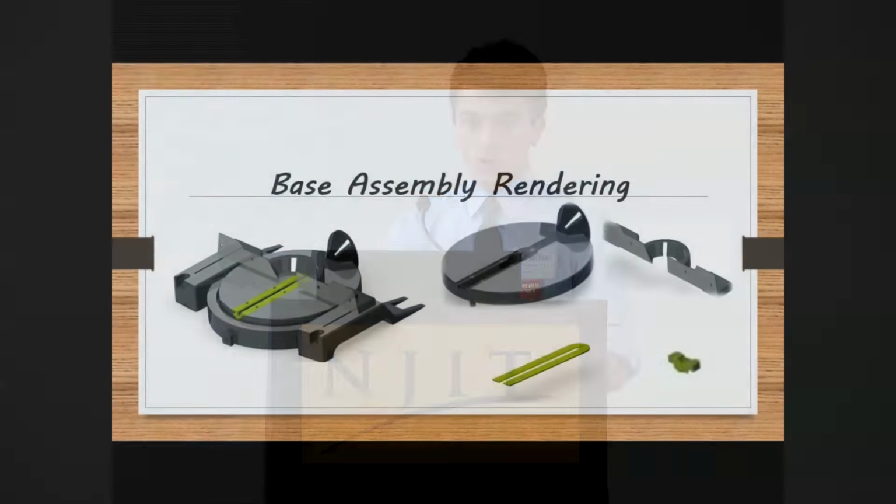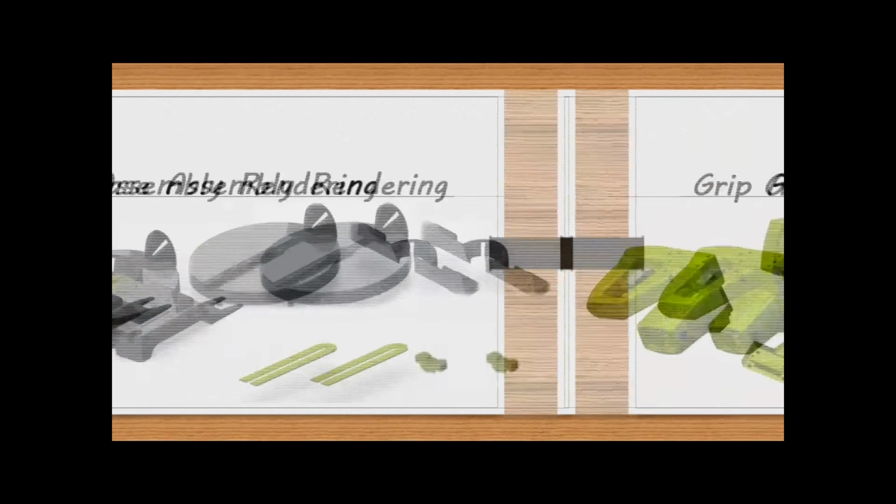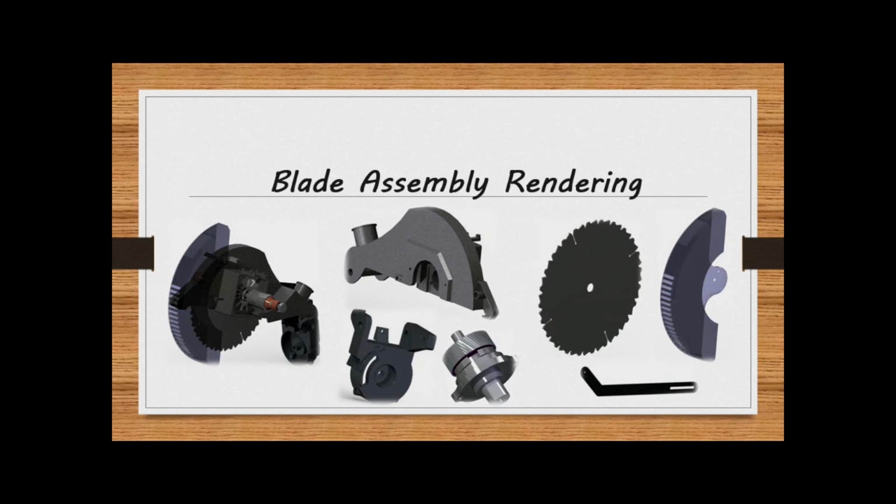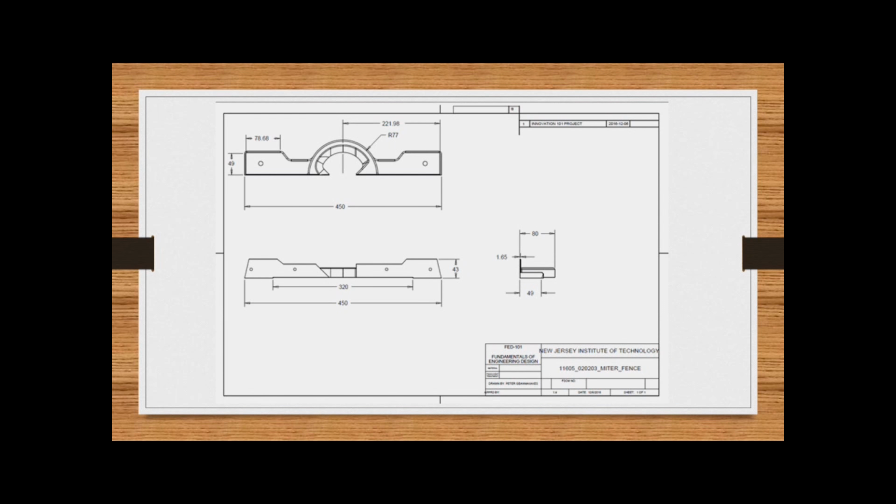So we just have some more assembly renderings. We have 4 assemblies: the base, the grip, and the blade, and then the connections that put all the pieces together. Out of this project, we had 83 pieces. 121 of those were repeated and used over and over for a stronger connection.